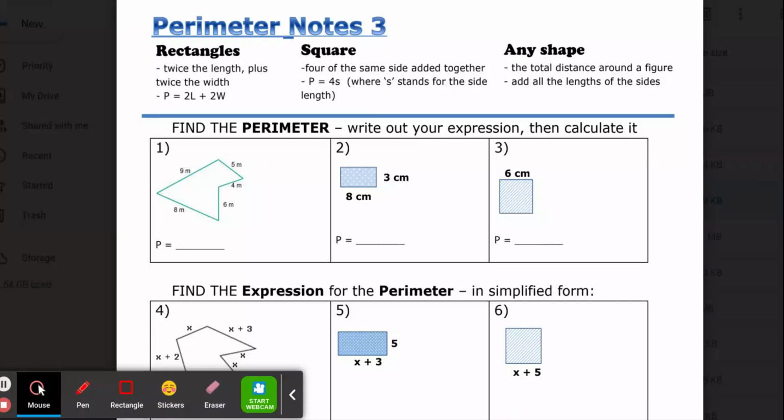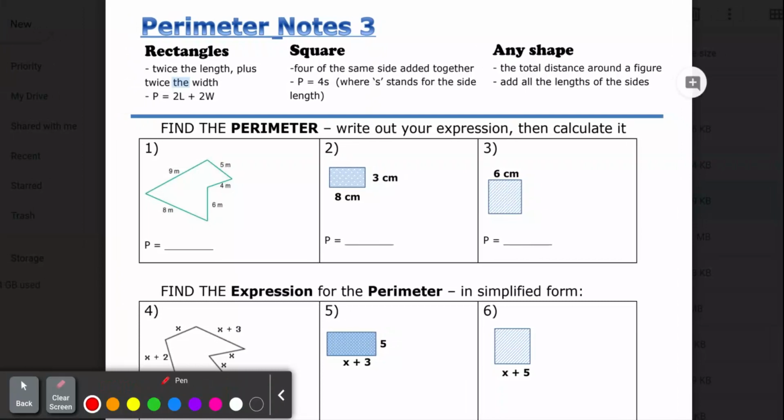Hi, today we're going to talk about the perimeter of rectangles, squares, and any shape. So just a few things. You need to make sure that you remember that the perimeter of a rectangle is twice the length plus twice the width. A square, you can take one side and multiply it by 4. And then any shape, you're just going to add up all the sides.